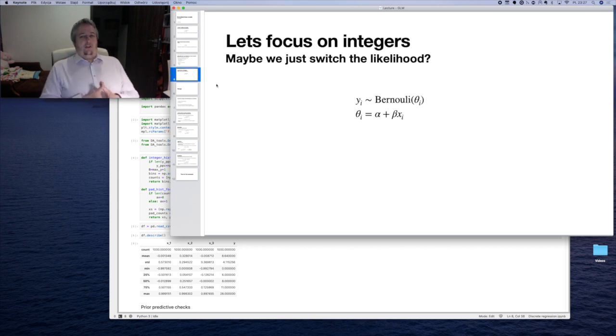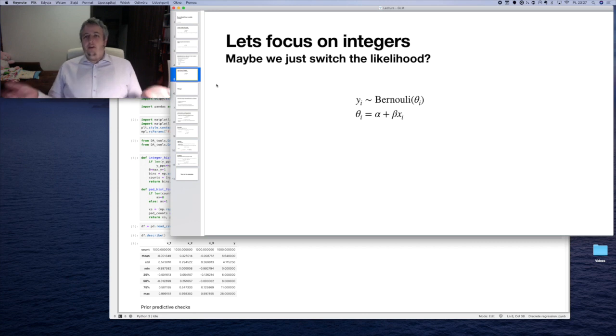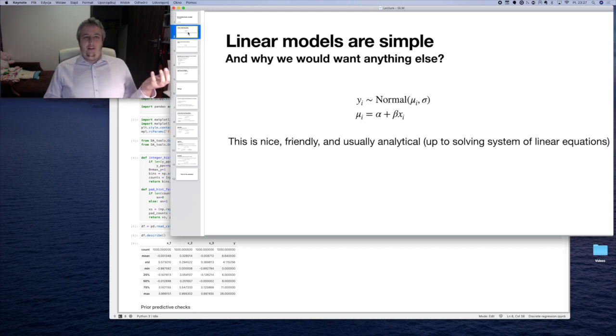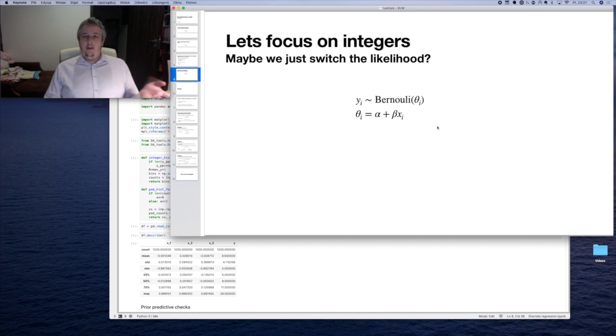So let's focus on integers. For example, with a Bernoulli distribution, we just switch the likelihood. If we had a previous likelihood with a normal, we just replaced mu_i with a linear combination of predictors. So maybe we could do it with Bernoulli distributions, just replace our theta_i with a linear combination of predictors. While linear, again, as we said before, by Taylor expansion every model can be at least locally approximated by linear ones. Unfortunately, this is wrong.